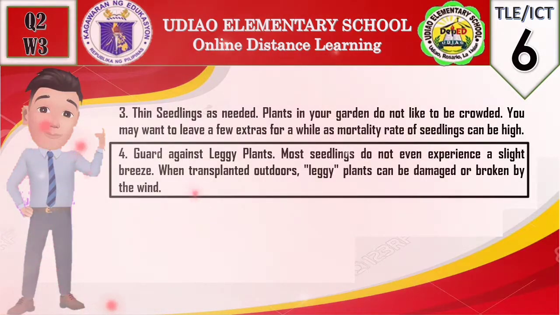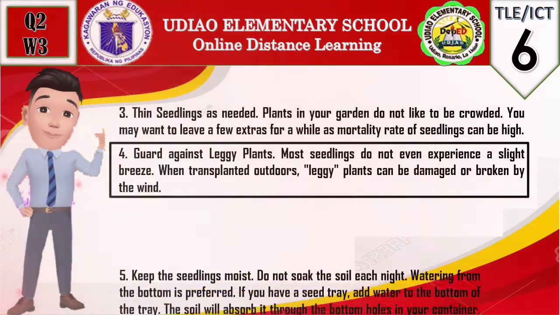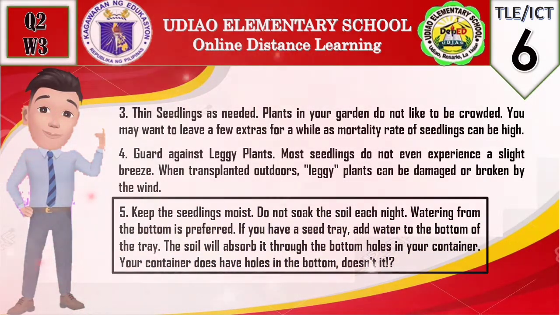Number 4, guard against leggy plants. Most seedlings do not even experience a slight breeze. When transplanted outdoors, leggy plants can be damaged or broken by the wind. 5. Keep the seedlings moist. Do not soak the soil each night. Watering from the bottom is preferred. If you have a seed tray, add water to the bottom of the tray. The soil will absorb it through the bottom holes in your container. Your container does have holes in the bottom, doesn't it?